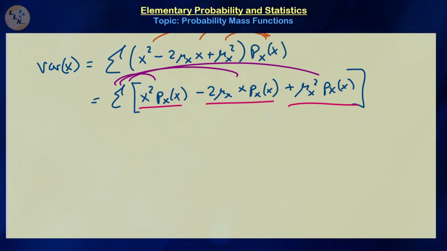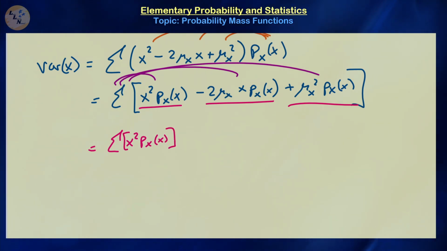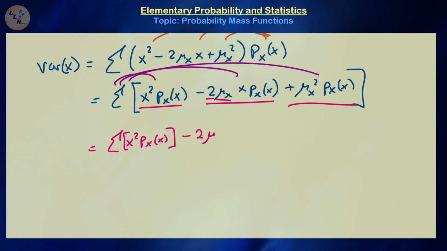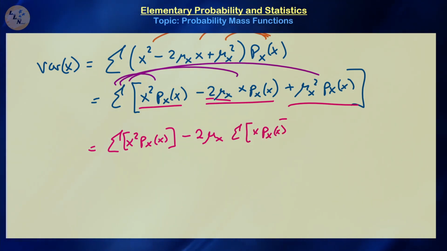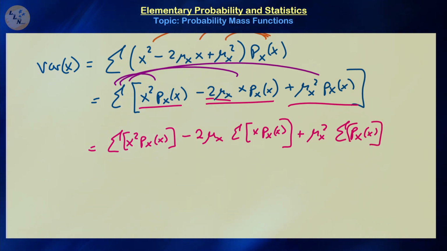So once we distribute that sum, what will we get? So we have the sum of x squared px. Now 2 and mu x are just numbers, right? Mu is just a number, it's just a mean. So we can factor that out of the sum, so we're going to have 2 mu x times the sum of x pxx. And then again, mu x squared is just a number, I can factor it out. I'm just going to be left with the sum of pxx. Now take a moment and pause this video and tell me what each of these things are equal to.